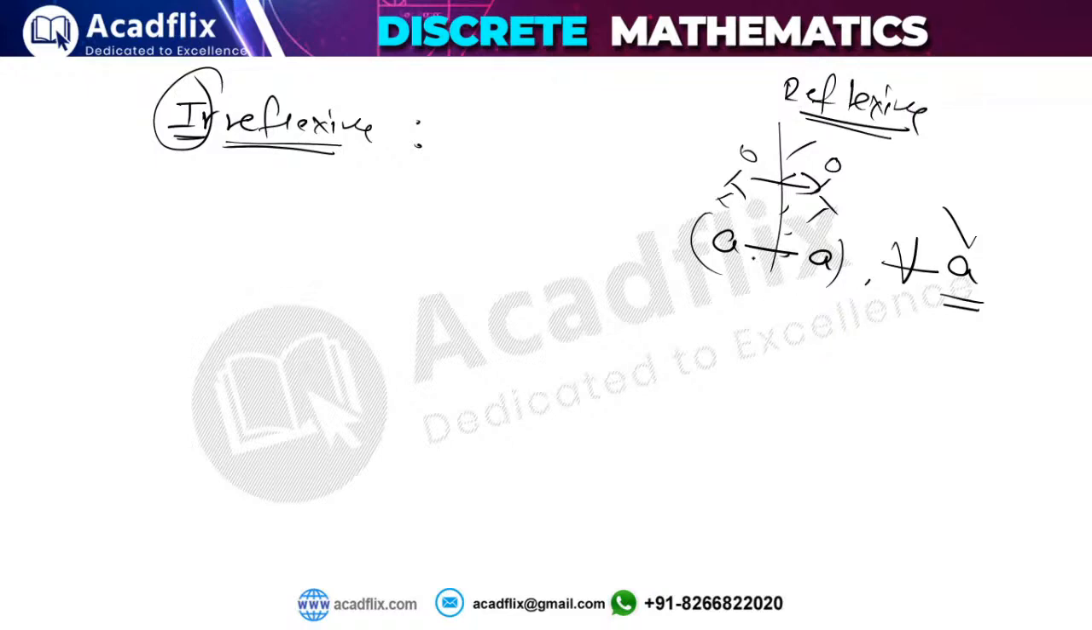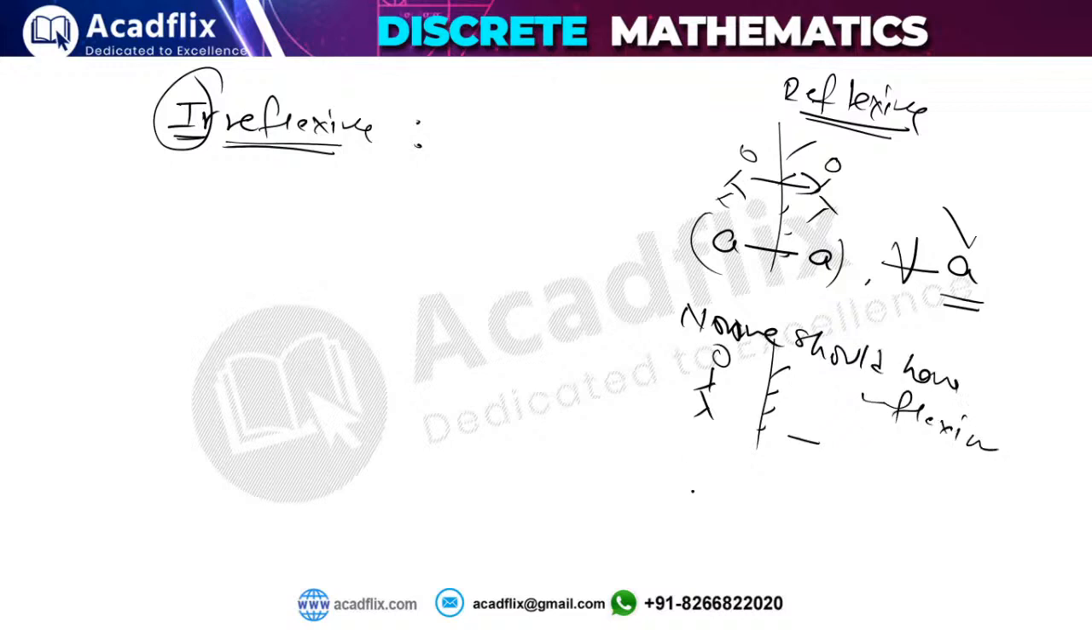But irreflexive means completely opposite of reflexive. What it says is that no one should have reflection. So what it means is, if A is there, then A should not be related to A, for every A.